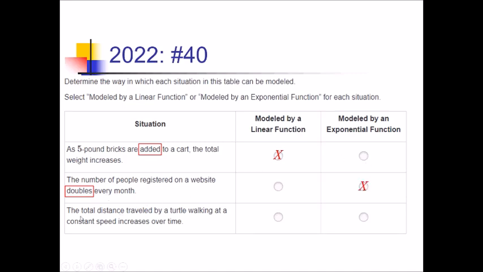And then finally, this last one, the total distance traveled by a turtle walking at a constant speed increases over time. And now the key here is they said we're walking at a constant speed. So the distance, we're just adding the same amount to the distance every second or minute or whatever. So this is going to be a linear function because we have a constant rate of change. So there we go.